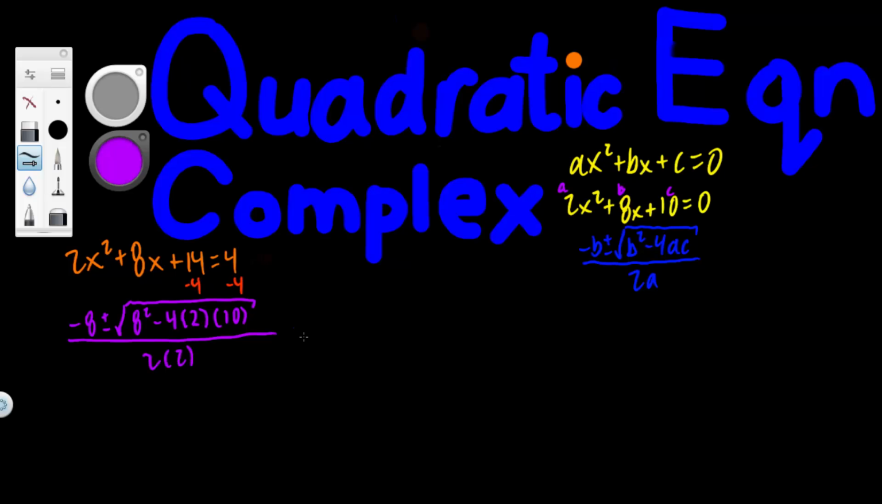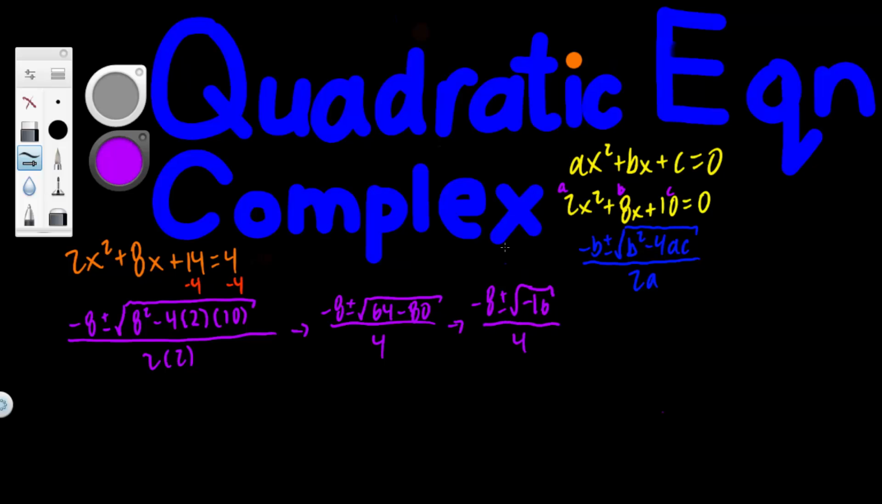And let's continue simplifying this. We now have negative 8 plus or minus the square root of 64 minus 4 times 2 is 8 times 10, so we have 80, divided by 2a, that's 4. And 64 minus 80, let me just double check that I'm doing it correctly, is negative 16. So this is the same as negative 8 plus or minus the square root of negative 16 over 4.